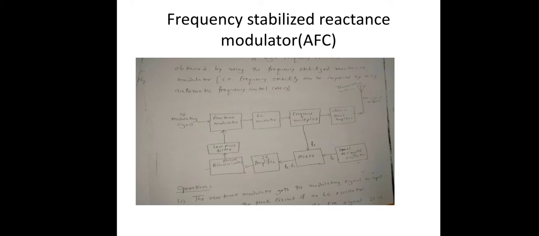The class C power amplifier is used to amplify the FM signal. Class amplifiers are used in amplification of signals. Then a fraction of the FM output is taken from the frequency multiplier. It is fed to the mixer stage. The mixer also receives the signal from the crystal oscillator.